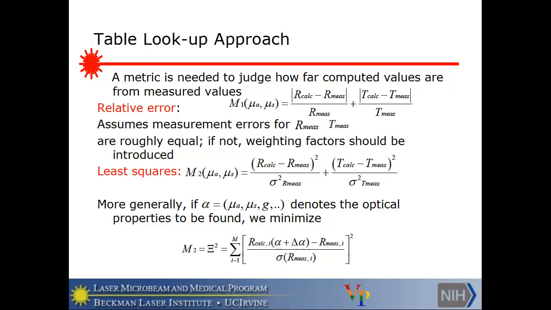And more generally, if you're looking, for example, to find mu a, mu s, and g, and maybe other optical parameters, you minimize this chi-square function, which is the sum of the squares of the differences between the calculated and measured values divided by the standard deviation. All of that gets squared. So it's a weighted least squares really, because it has the variance of the measured values in the denominator. So you de-weight the measured values in which you have less confidence.